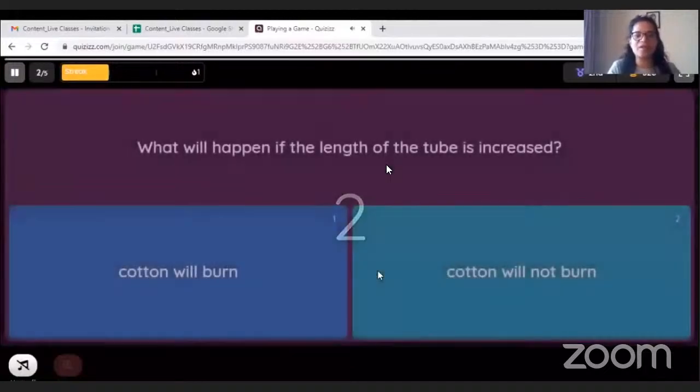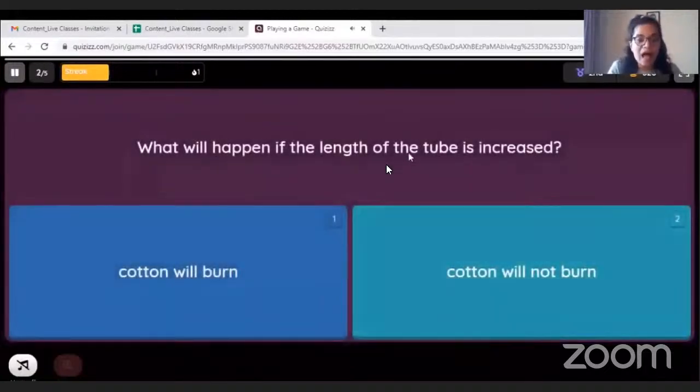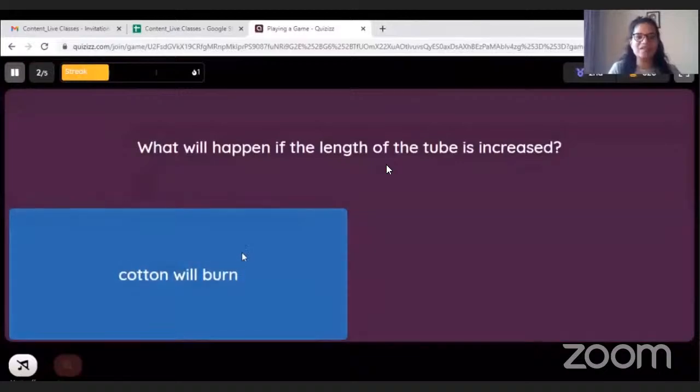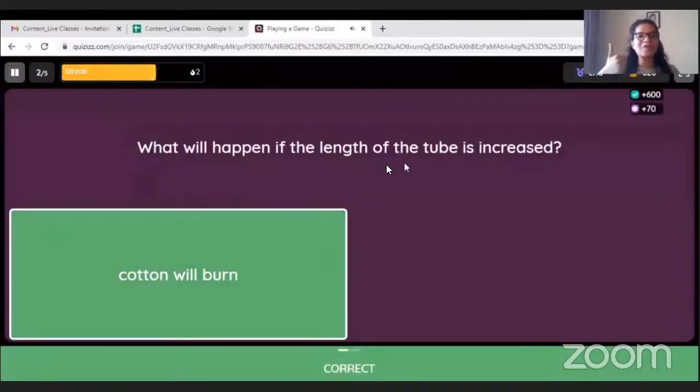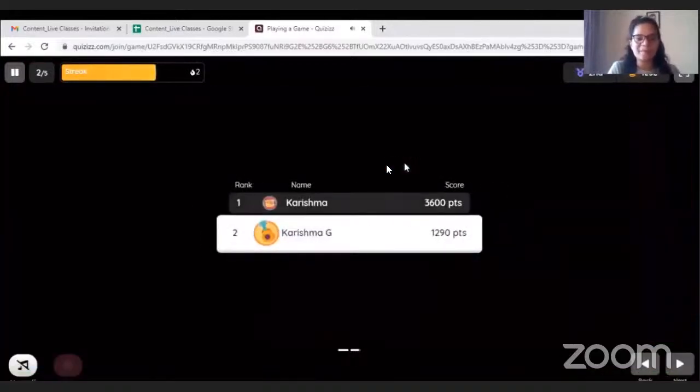Let's move on to the next question. What will happen if the length of the tube is increased? Cotton will burn or cotton will not burn. Irrespective of whether the tube is increased or decreased, cotton will burn because it's airtight, right? That means it has oxygen. And if you apply a lot of pressure, it's going to burn, right? So cotton will burn. Good job, everybody.